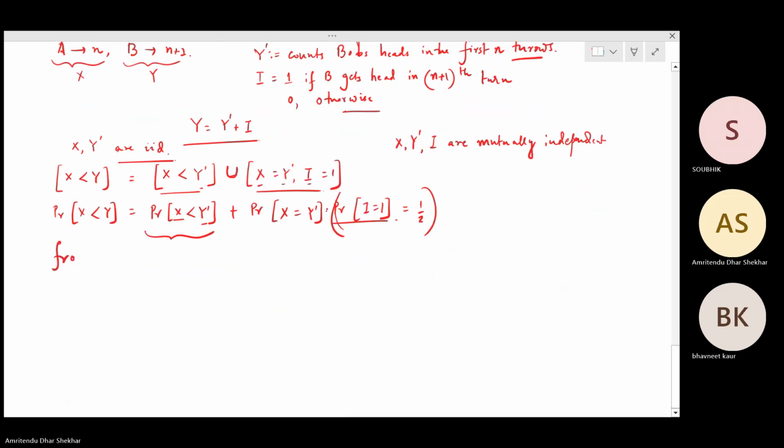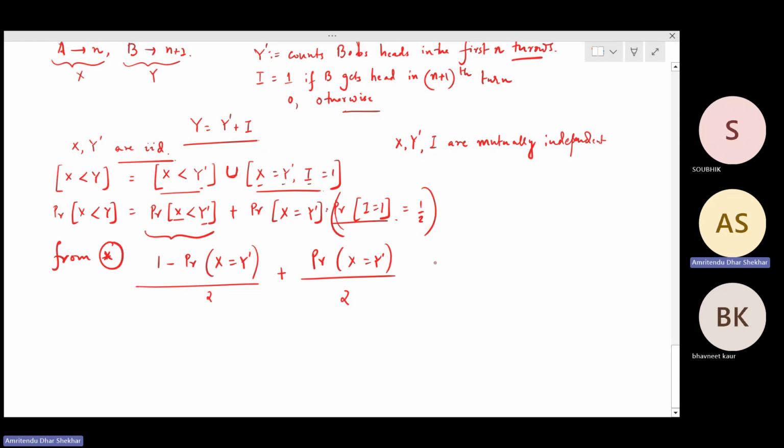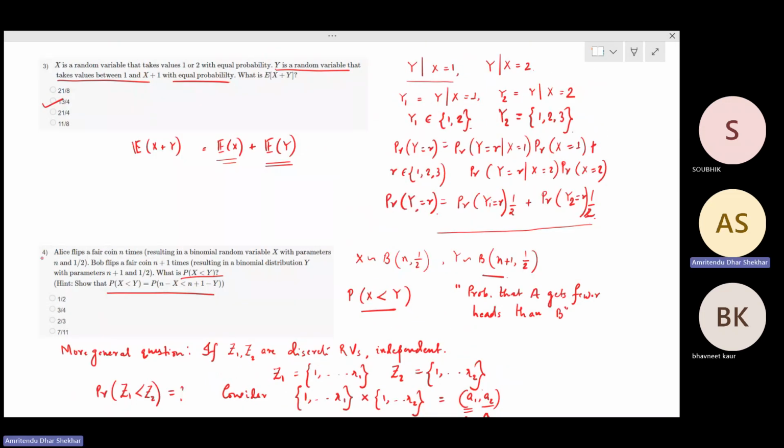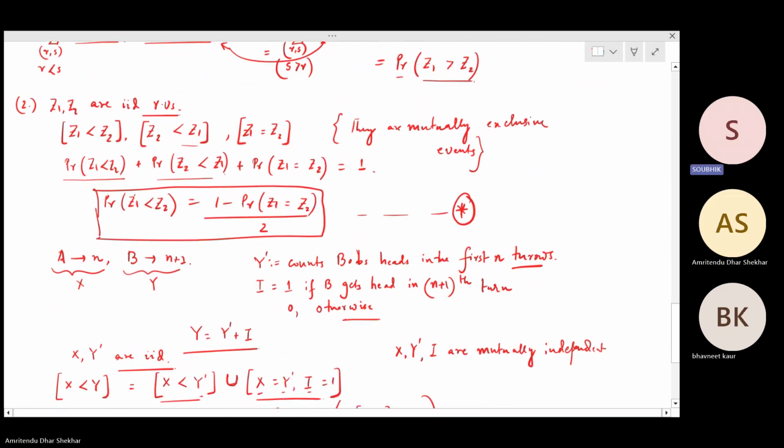So from star, probability of x less than y prime is equal to 1 minus probability of x equals y prime, upon 2, plus this is equal to probability of x equals y prime by 2. And so if you add them up, you get half. So half is the correct answer. So nice problem, right?